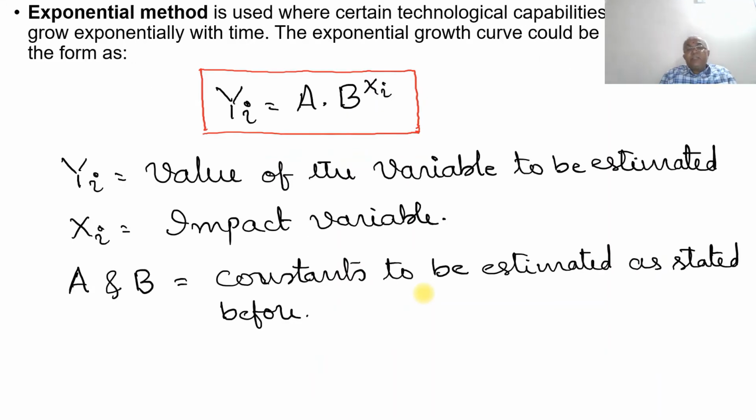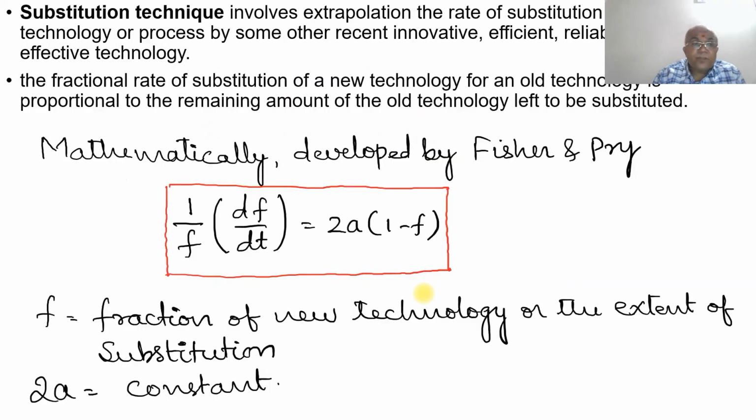Then we have the exponential method, that is e to the power of x, which is used where certain technological capabilities and parameters grow exponentially with time. The exponential growth curve could be assumed to be in the form yi = A·b^xi, where yi is the value of the variable to be estimated, xi is the impact value, and a and b are the constants to be estimated as before.